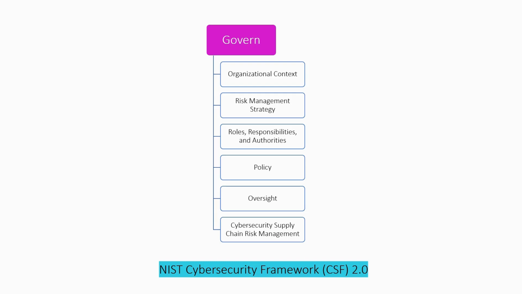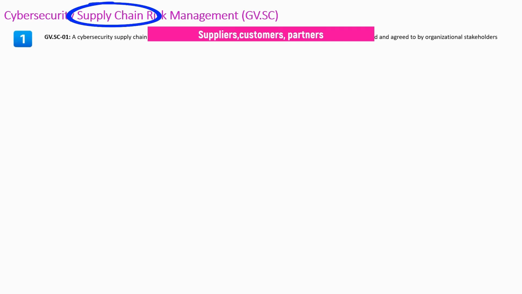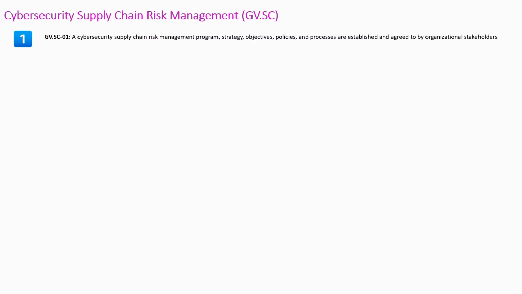In this lecture, we will discuss cybersecurity supply chain risk management, which is the sixth and last category of the Govern function. Supply chain has a total of 10 subcategories. The first subcategory requires that cybersecurity supply chain risk management policy and procedures are established.